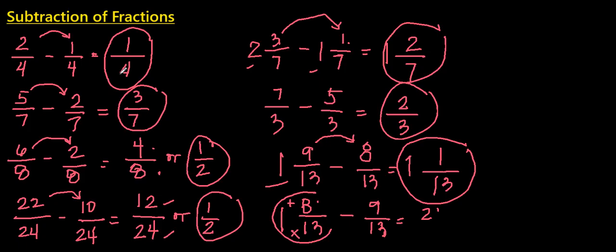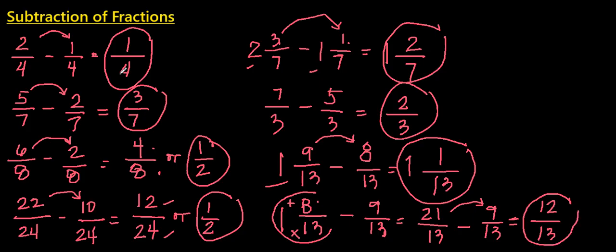21 over 13 minus 9 over 13. Copy the second fraction. 21 minus 9 is 12. Then copy the denominator. So this is the final answer.